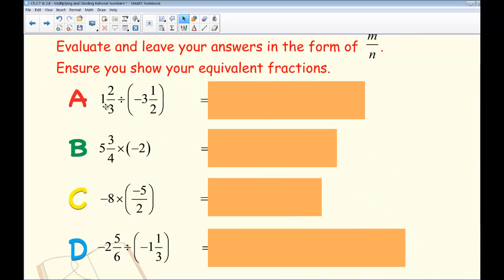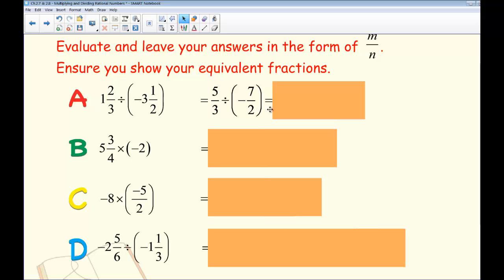Okay, so 1 and 2/3, first of all, convert that into an improper fraction. Don't forget, the second fraction, I need to convert that as well into an improper fraction. However, it's a division question. So the first thing I'm going to do is do the conversion. So the first fraction converts to 5 over 3. The second one is a negative one, so it converts to negative 7 over 2.